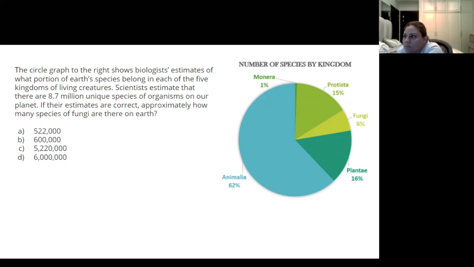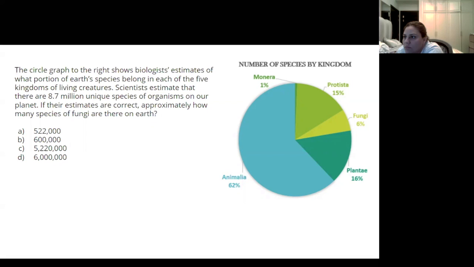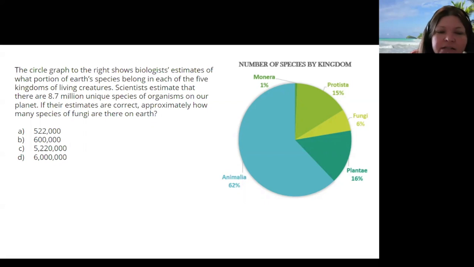The circle graph to the right shows biologists' estimates of what portion of Earth's species belong in each of the 5 kingdoms of living creatures. Scientists estimate that there are 8.7 million unique species of organisms on our planet. If their estimates are correct, approximately how many species of fungi are there on the Earth?